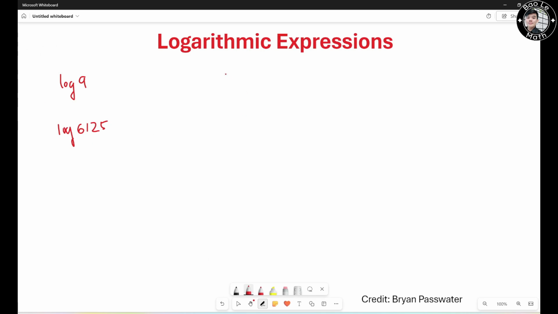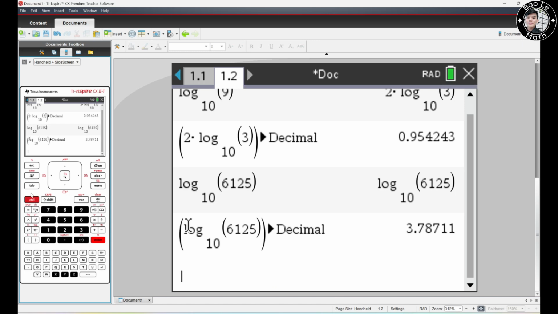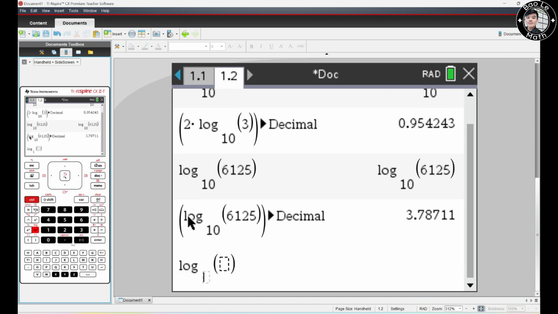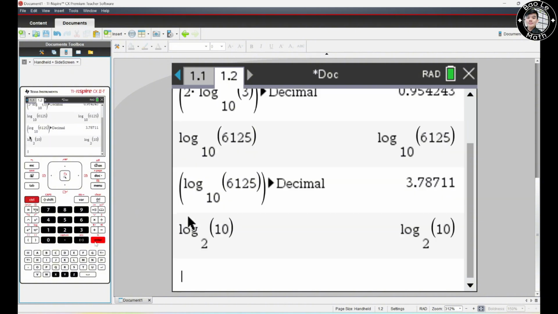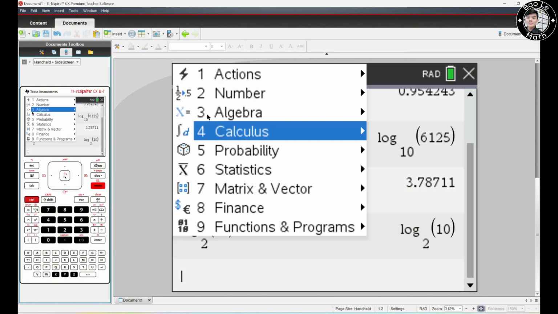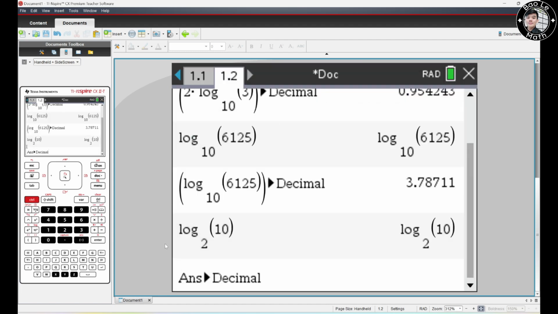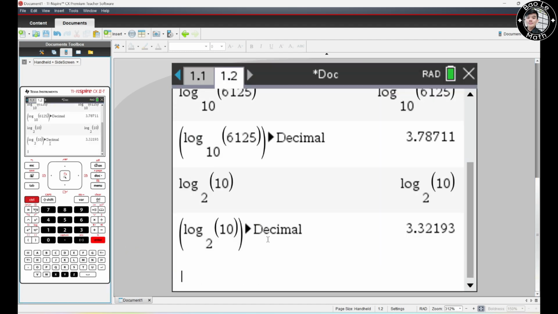Now let's take a look at the next example. For example, we need to calculate log base 2 of 10. Alright, so we hit control log base 2 of 10 and enter, and then hit menu, number, convert to decimal, hit enter. The answer is 3.3219.